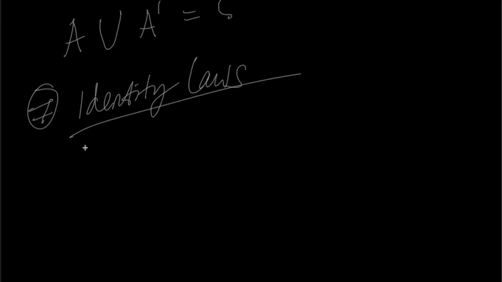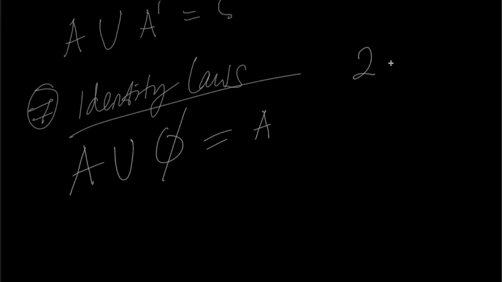It says A union empty set is equal to A. Remember, empty set or null set is just nothing. It's like you say 2 plus 0, you have 2. 1 million plus 0, we still have 1 million. So the same thing, if you do union with empty set or null set, you're still going to have the other object, which is A.